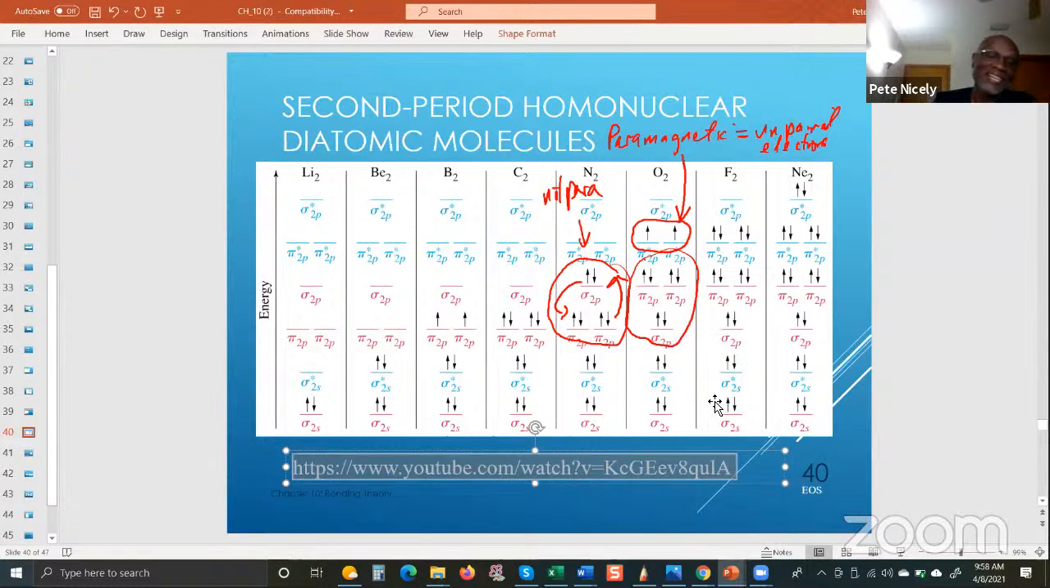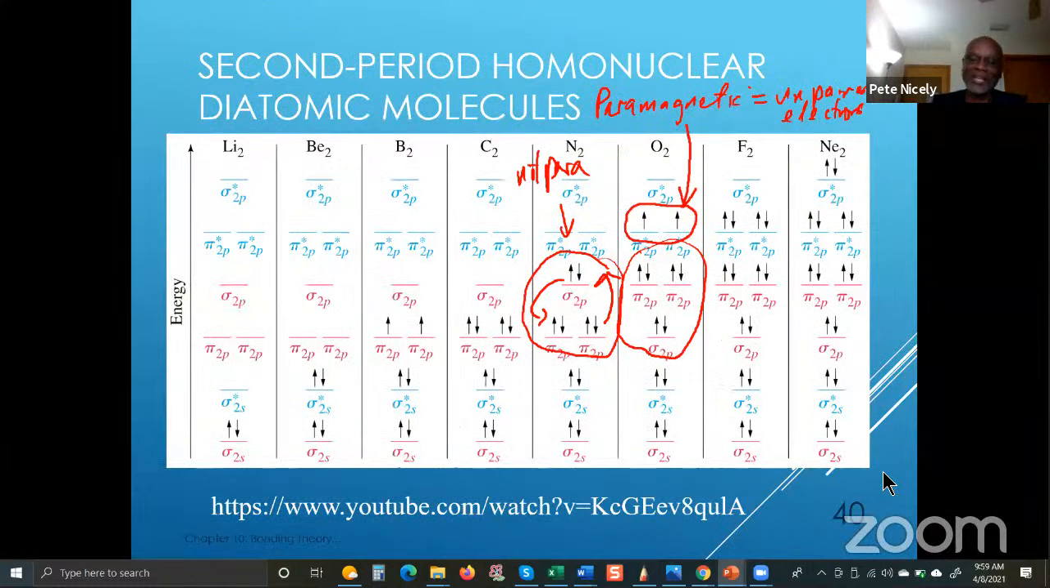So basically, if you want to predict whether or not a structure or a molecule is paramagnetic, you have to draw the electron configuration for the molecular orbitals, all right? That's what you need to do. And then once you assign the electrons, you determine whether or not there are any unpaired electrons, and if there are such unpaired electrons, then you can conclude that the structure is paramagnetic.